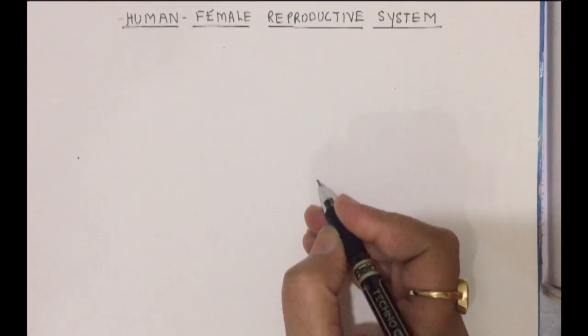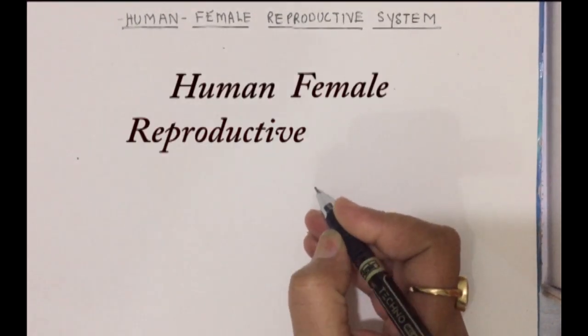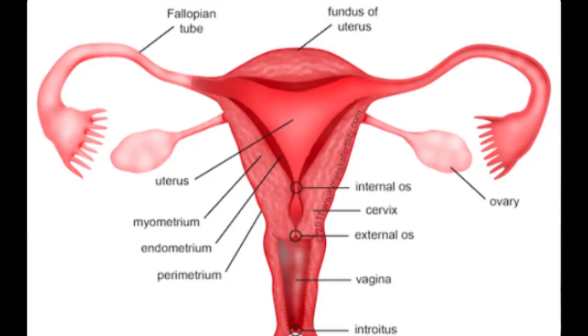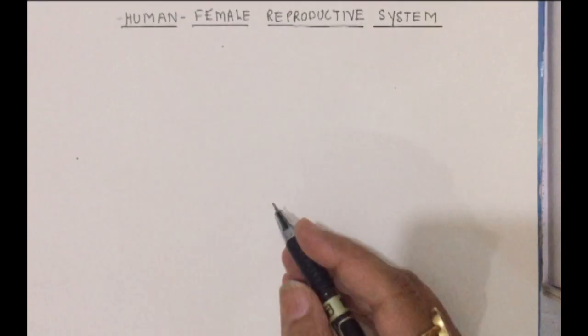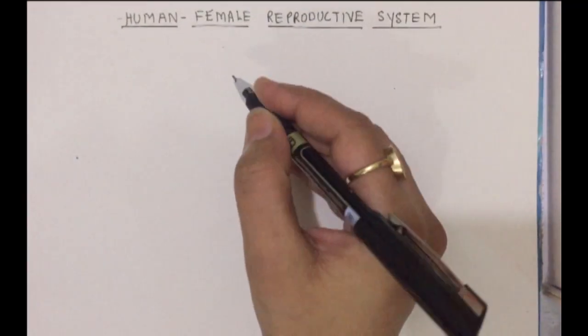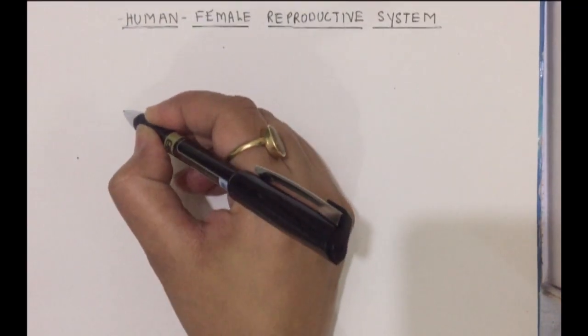Today we are going to learn about the female reproductive system. Let us do a very simple method of how to draw a female reproductive system. Are you ready with your pen, paper, erasers? Okay, now let us start drawing this diagram.